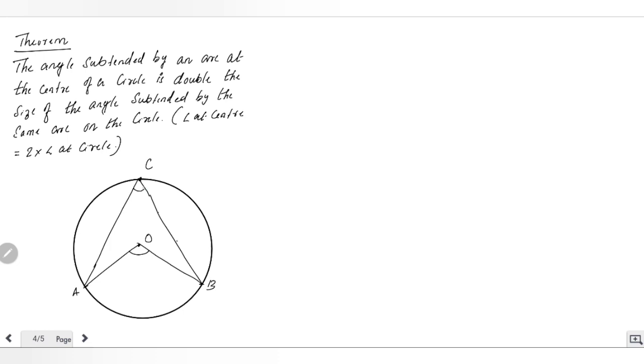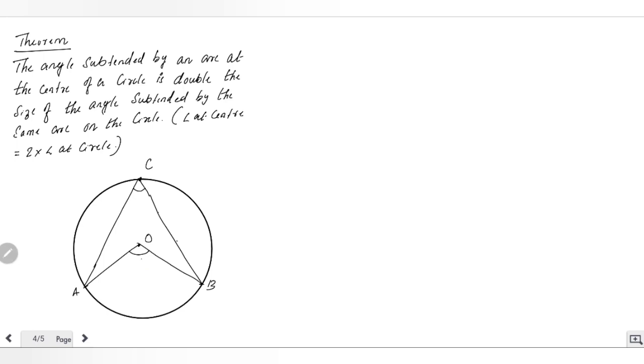And whatever angle C is, times 2 is going to be angle O. For example, if this one is 10, it's going to be 20. That's how it is. Is it clear? So angle at the center is bigger than angle at the circle. How much bigger? Double. You understand? So that's how you have to see this.